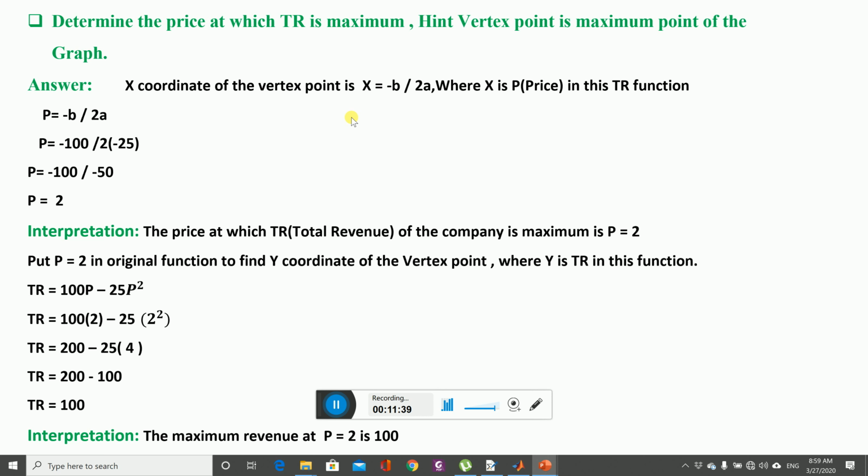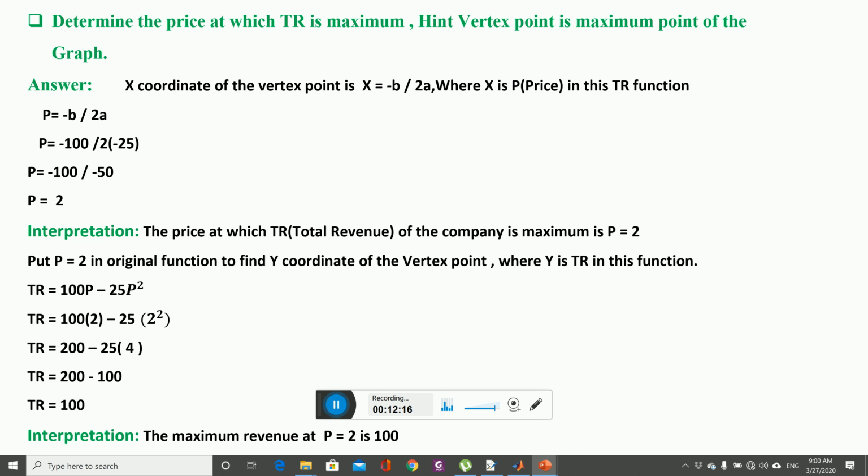In the quadratic revenue function, this is the applied example. For x we have p, where x is price in this total revenue function. So p is equal to minus b divided by 2a. B is 100, A is minus 25, so minus 100 divided by minus 50 is equal to 2. The price is equal to 2. We calculate this with the formula x is equal to minus b over 2a. We substitute the values from the quadratic function and we find the price.